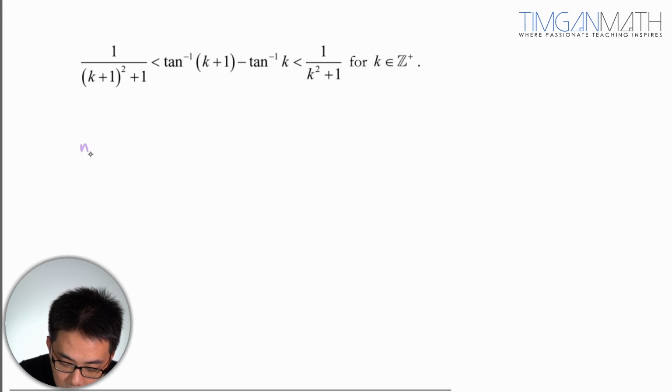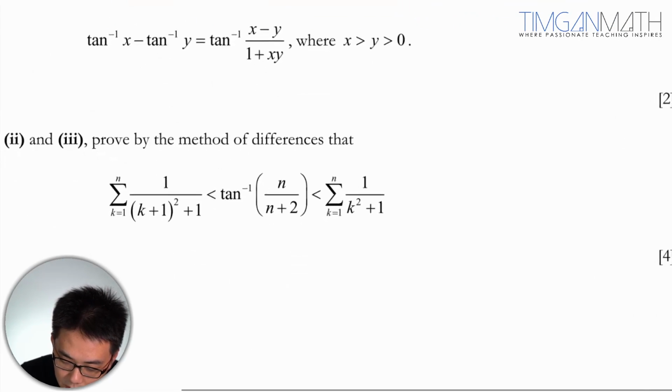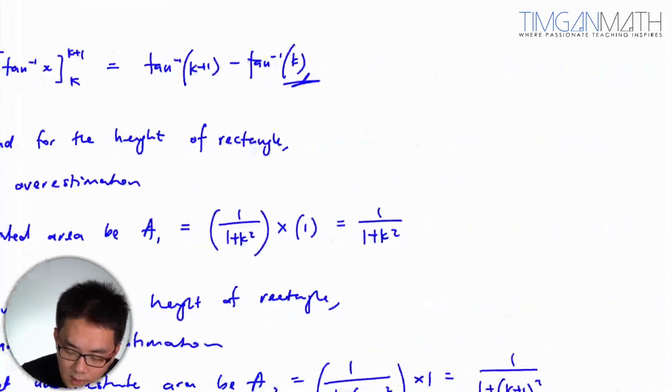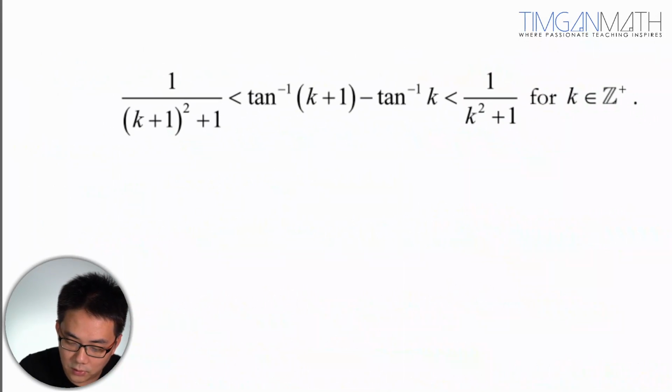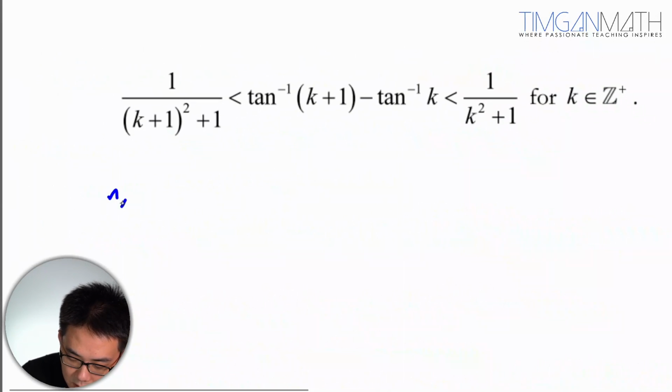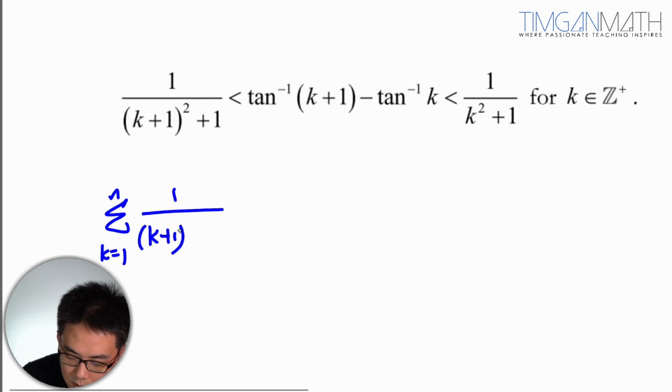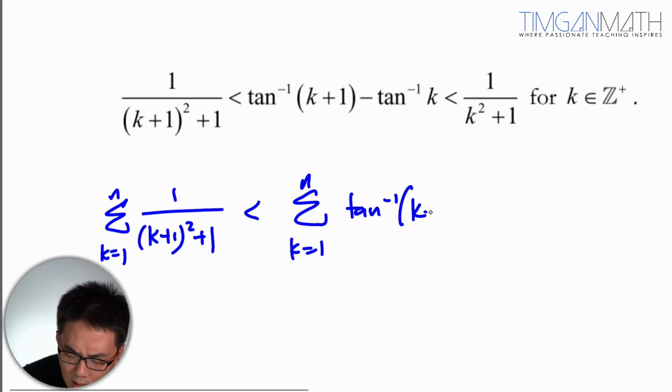attach n, because they want, let me just show you this. This is 1 to n, this is 1 to n, right? So I'm just going to attach the sigma notation throughout here. This will be attaching k equals to 1, k plus 1 square plus 1 will be less than, if we just add this up, tangent inverse k plus 1 minus tangent inverse k, okay?